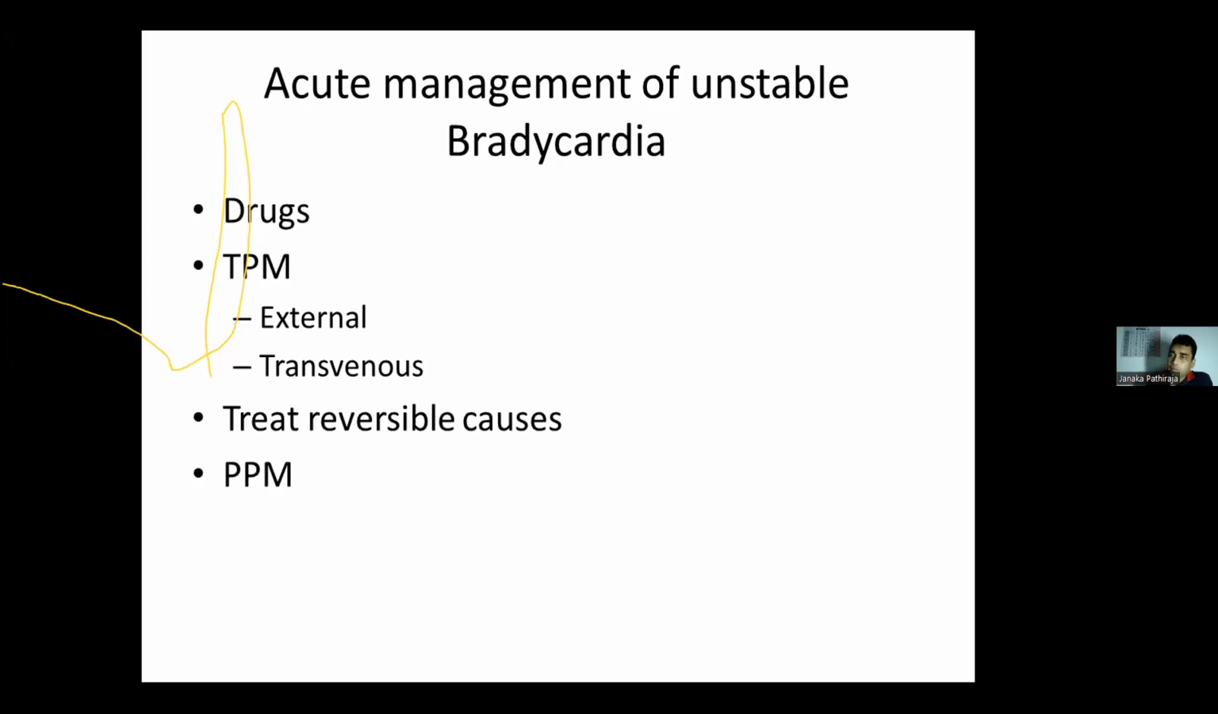Our aim is to go for a temporary pacemaker, using drugs till such time to bridge the gap. Then we see whether there is any reversible or treatable cause. If there is, we treat that, then the patient should be better, and we can take off the TPM. If the cause is irreversible or untreatable, then we have to go for a permanent pacemaker, right? That is our usual outline of acute management of unstable bradycardia.